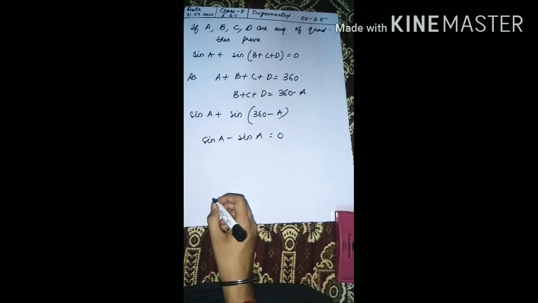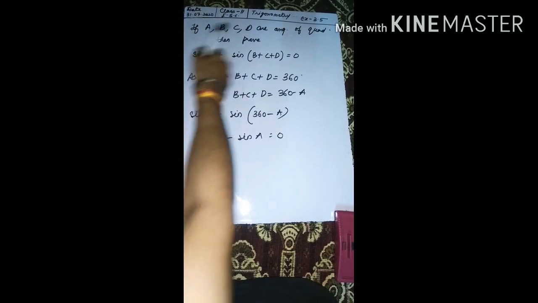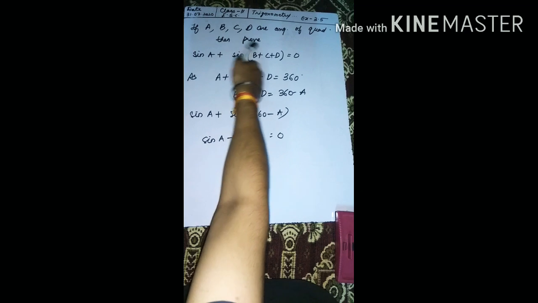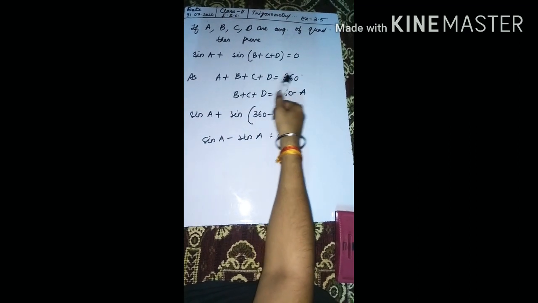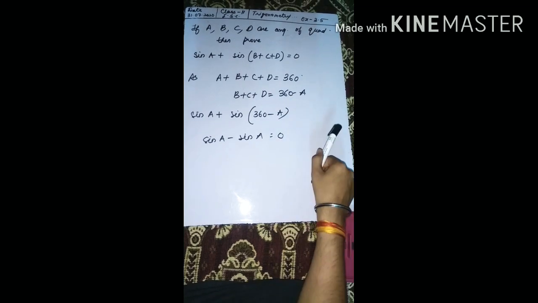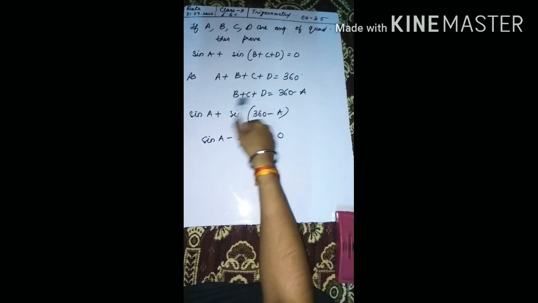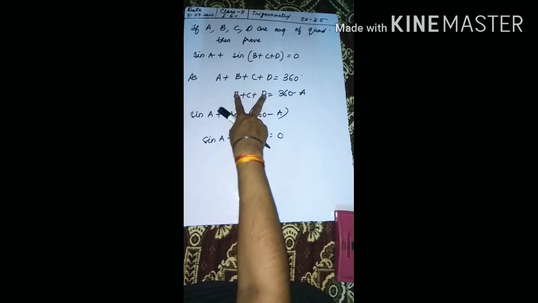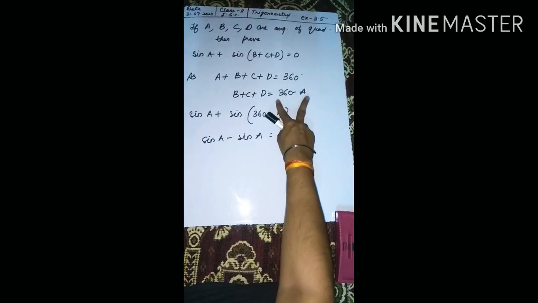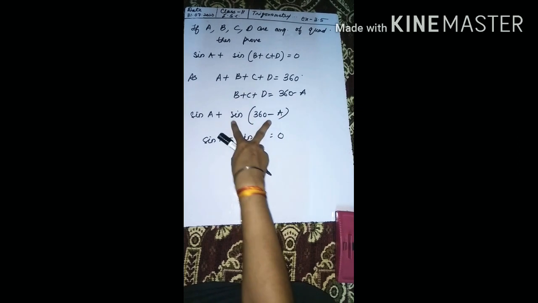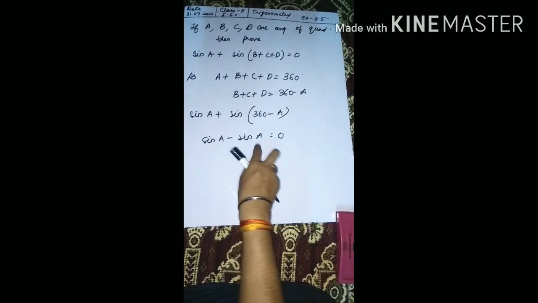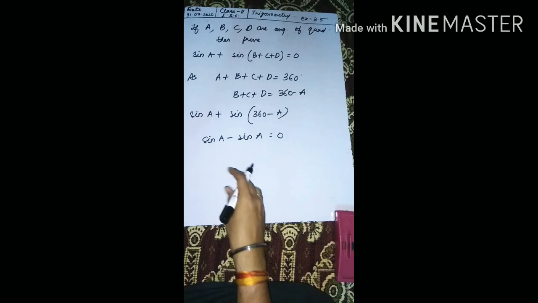Okay, similarly if you see this question where A, B, C, D are the angles of a quadrilateral, then we need to prove this is equal to 0. So A plus B plus C plus D is equal to 360 degree, the 4 angles sum, and you keep B plus C plus D here, take A that side. So what? 360 minus A. In case of this you put 360 minus A, and this is what? Minus of sin A. They both cancelled each other and you got 0 as the answer.